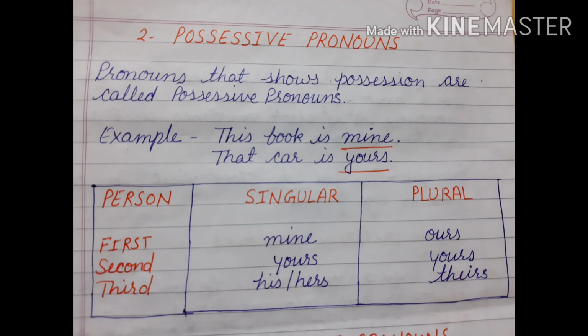Second is possessive pronouns. Pronouns that show possession are called possessive pronouns. Example: this book is mine. It means I own this book. That car is yours. It means that car belongs to you. In these sentences, mine and yours are possessive pronoun. There is a table which we use in first person, second person, and third person.